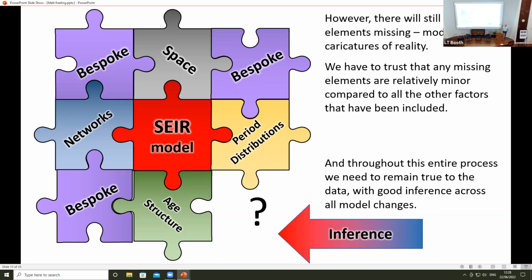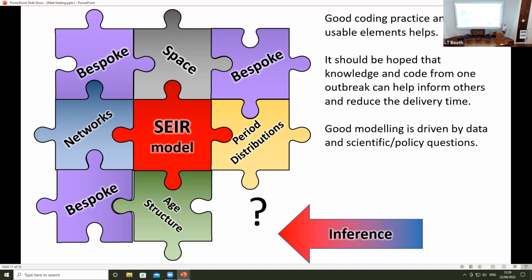And there's always going to be a missing element. And we've heard this, there's always been that what if you can't capture this, what if you can't capture that? These models are always going to be caricatures of reality, no matter how much we bolt on. I think there's always going to be little bits missing. What we've got to hope is that those are relatively minor compared to the factors that we've included, but also that if our inference is good, we can subsume a lot of that complexity within some of the parameters that we're measuring.